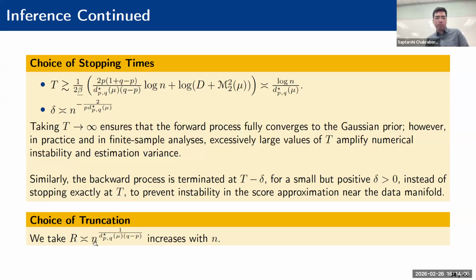And also for the truncation, we can choose R to be scaling with n power something. So with n, we can choose R to be polynomially increasing with n as well. So if you have more and more samples, it's sufficient to truncate at a further and further point.